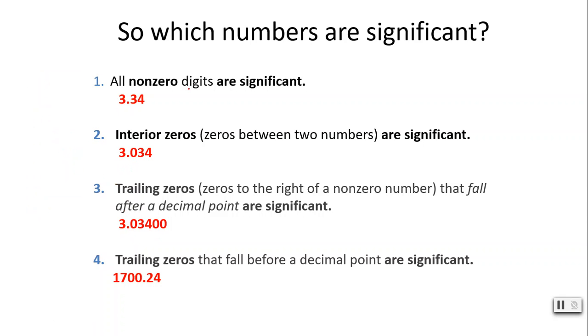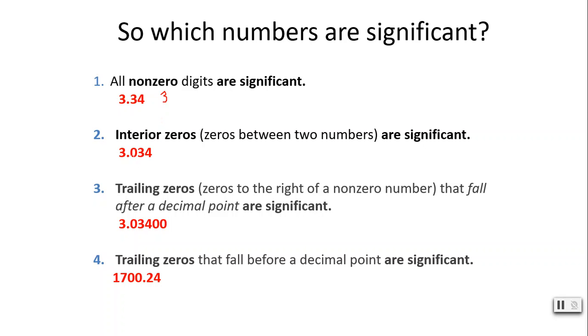First is that all non-zero numbers of a measurement are significant. So for example, in this number, 3.34, all of those numbers would be significant. So this number has a total of 3 significant figures. So all non-zero numbers are significant.